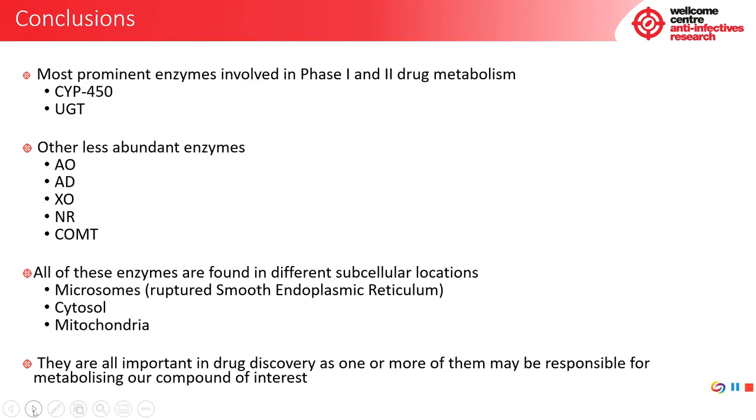In conclusion, we've learned that the most prominent enzymes involved in phase 1 and phase 2 drug metabolism are cytochrome P450 and UGT. There are other less abundant enzymes such as aldehyde oxidase, alcohol dehydrogenase, xanthine oxidase, nitroreductase, and catechol O-methyltransferase. All of these enzymes are found in different subcellular locations, such as the microsomes, which is ruptured smooth endoplasmic reticulum, the cytosol, and mitochondria. They are all important in the drug discovery process, as one or more of them may be responsible for the metabolizing of our compounds of interest.